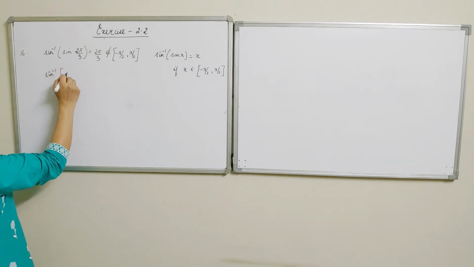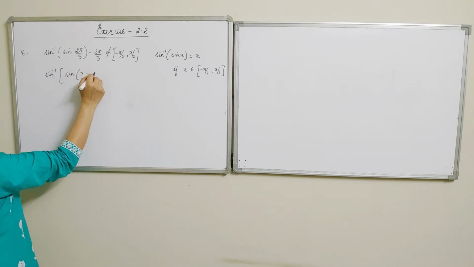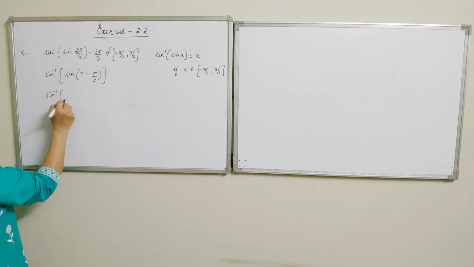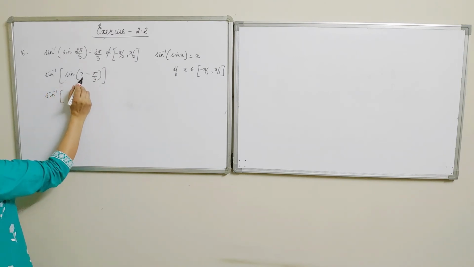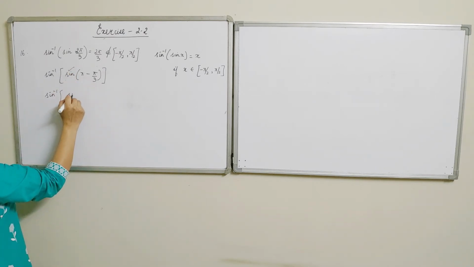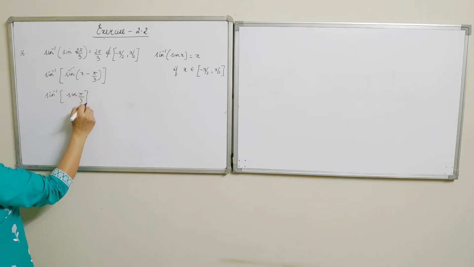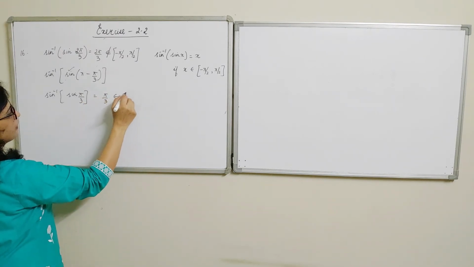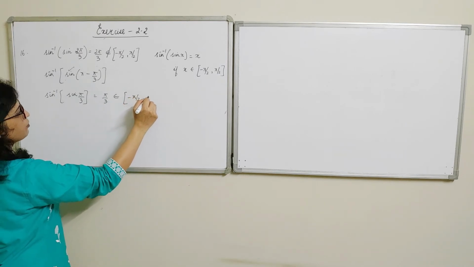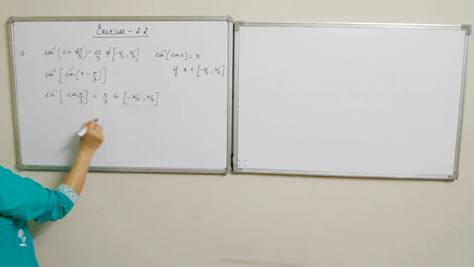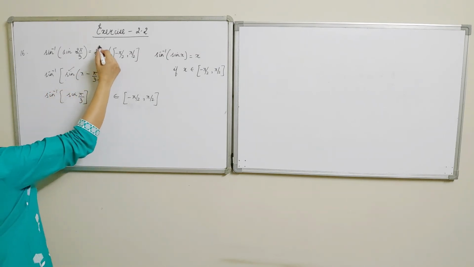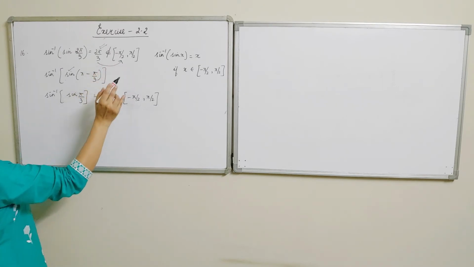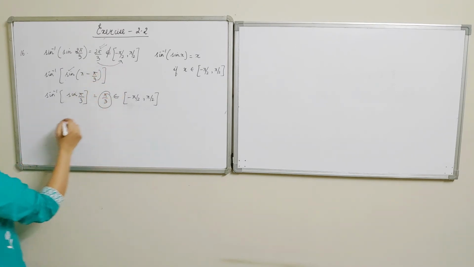So sine 2 pi by 3 can be written as sine (pi minus pi by 3). Using standard results of trigonometry, sine (pi minus theta), in the second quadrant the sine ratio is positive, so it will become sine pi by 3. Now this angle, pi by 3, definitely belongs to the principal branch of the sine inverse function. Some students usually write 2 pi by 3 as the answer, so we have to be careful. Check whether the angle belongs to the principal branch or not. So this is the right result.